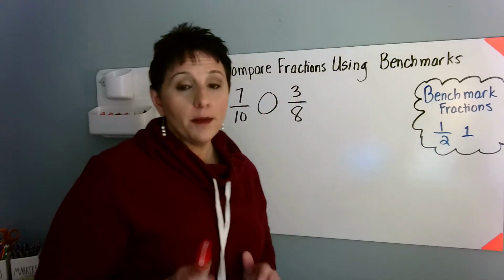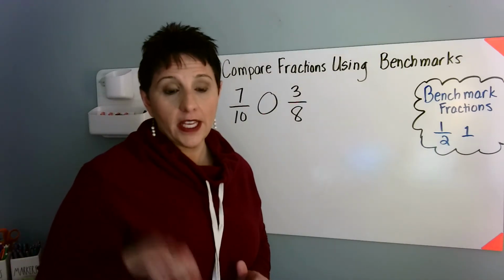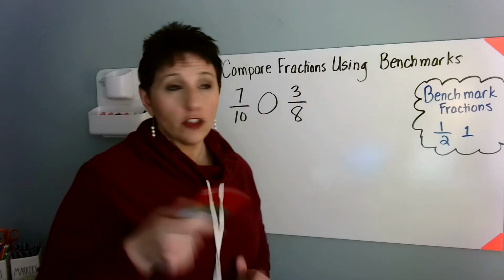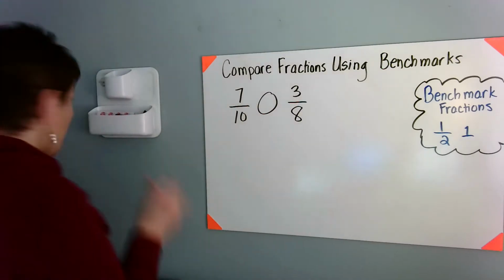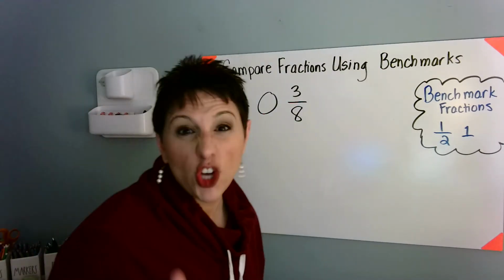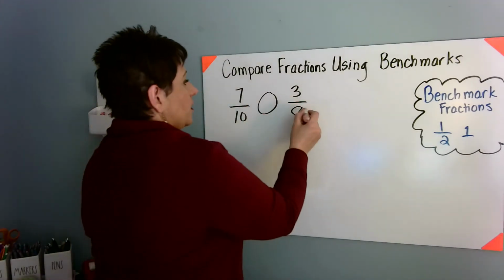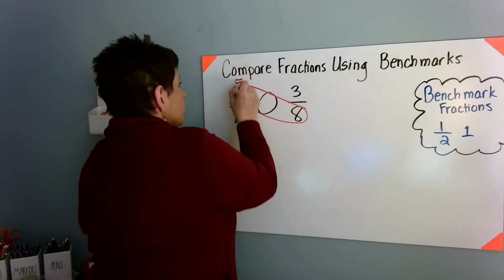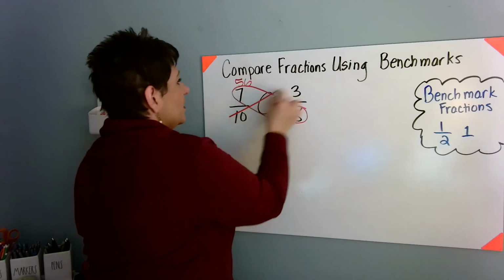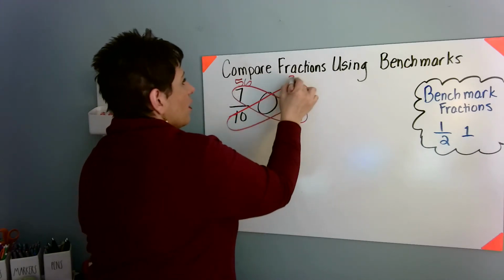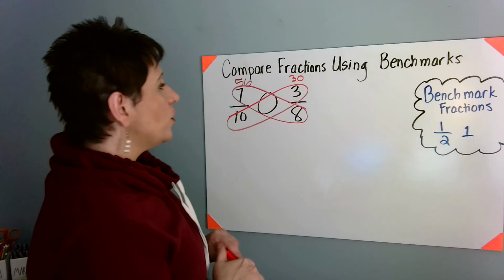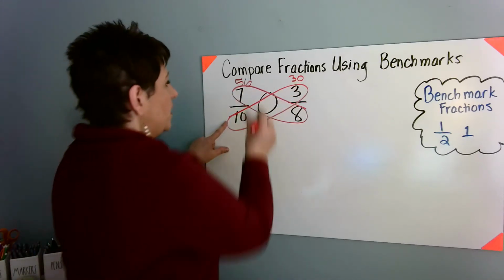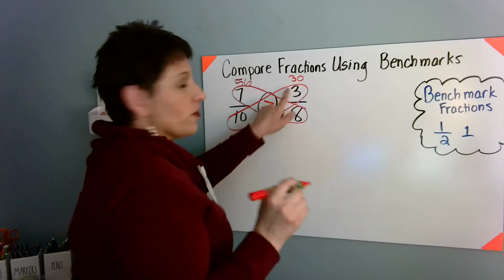So if I want to compare 7/10 and 3/8, and I want to compare it to the benchmark of 1/2, I want to see which one is larger. If I look at this, I'm going to use that top secret trick I just showed you. I'm going to cross multiply. 8 times 7, 56. 10 times 3, 30. Well, guess what? I know that 56 is greater than 30. Therefore, 7/10 is greater than 3/8.